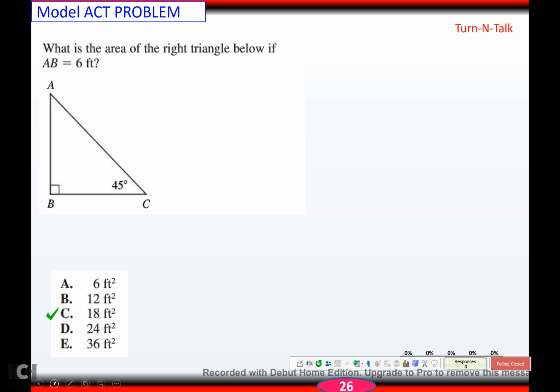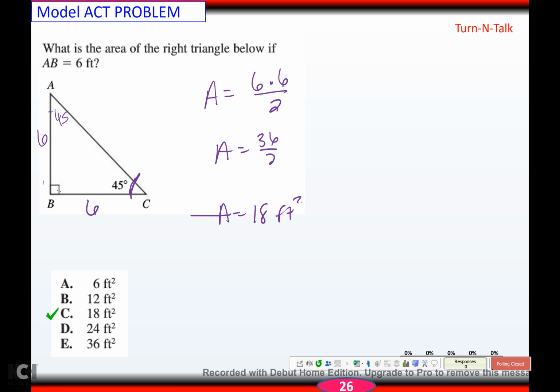And hopefully you got 18. It says, what is the area of the right triangle below if AB is equal to 6 foot? Well, what you got to notice is this triangle is a 45, 45, 90 triangle. In a 45, 45, 90, the legs have to be equal. Area of a triangle is base times height divided by 2. So my area is 36 divided by 2, which is 18 feet squared.